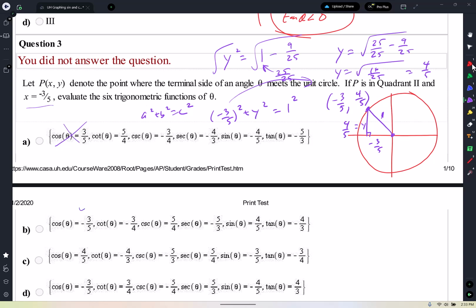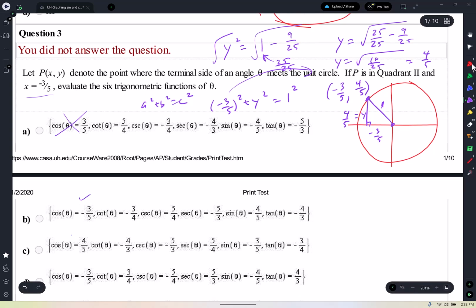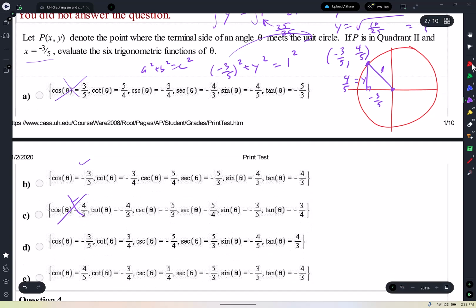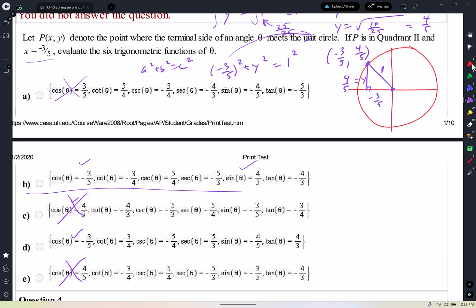Nope. Maybe. Let's see. Maybe. Oh, no. Nope. Maybe and nope. So it's between B and D. Cosine is negative 3/5. So I would say sine is 4/5. So sine 4/5, sine negative 4/5. It's letter B. And then just verify.